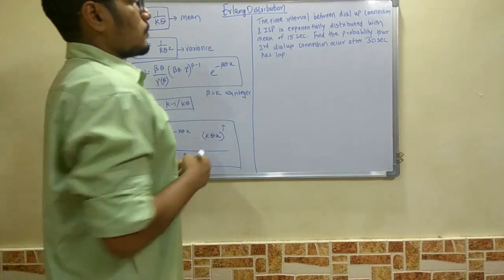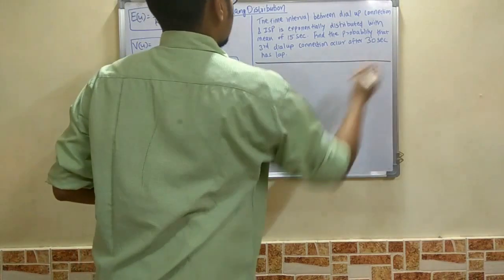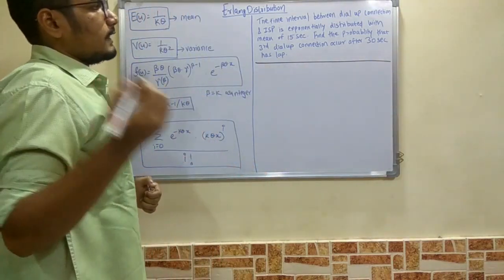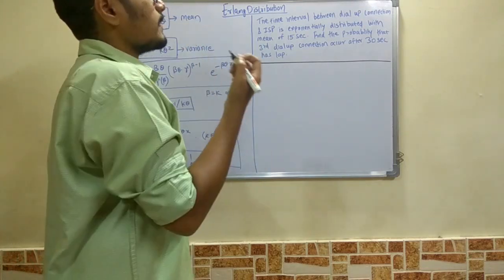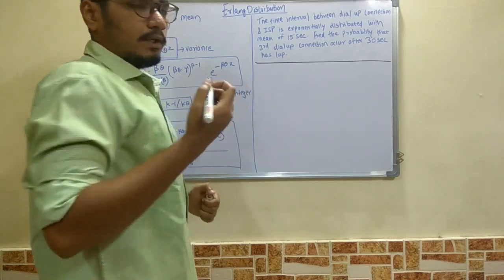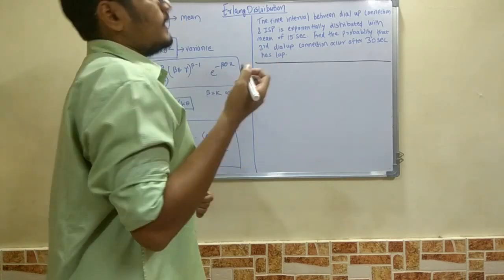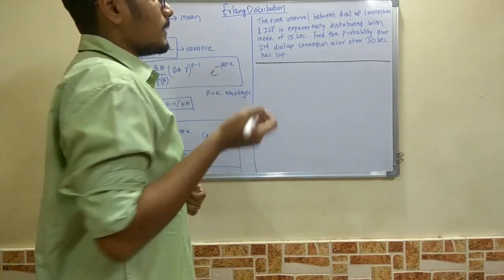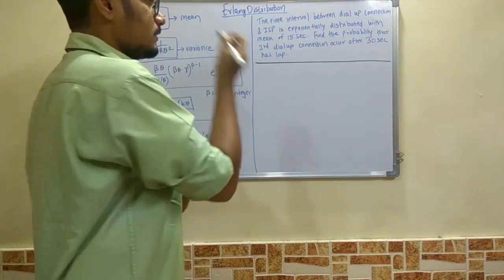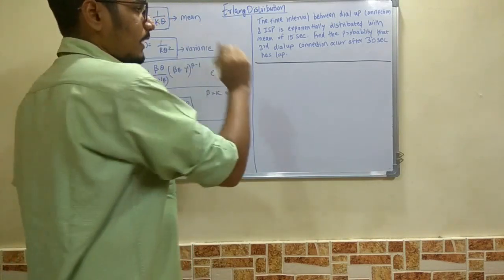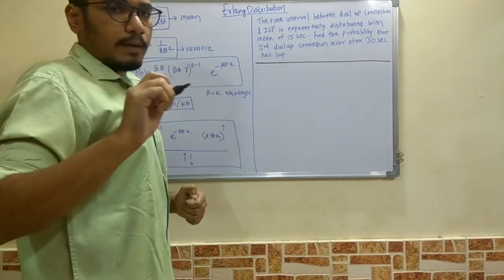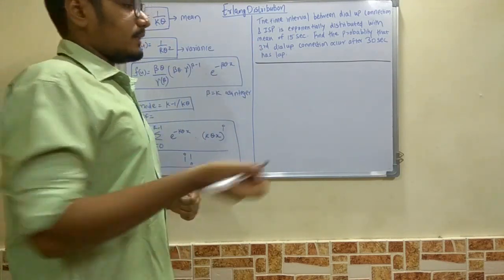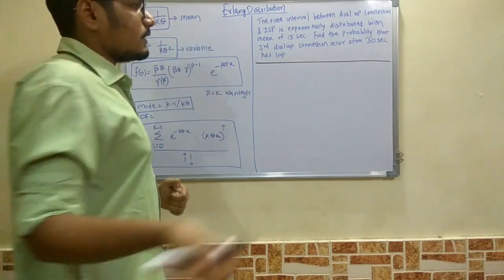So now we solve a problem based on this Erlang distribution. The problem says that the time interval between the dial-up connection and the ISP is exponentially distributed with a mean of 15 seconds. Find the probability that the third dial-up connection occurs after 30 seconds have lapsed. Lapsed means it has passed the 30 seconds. So we have to find the probability of x greater than 30.